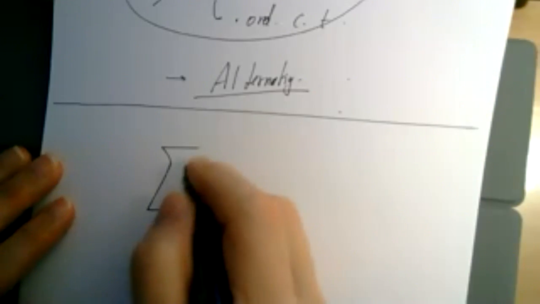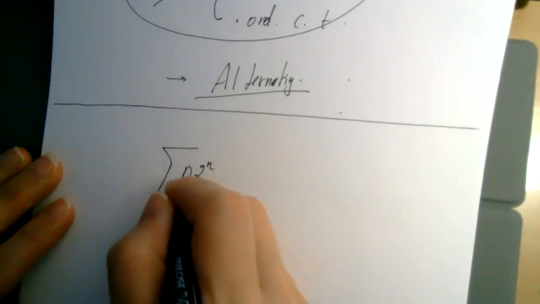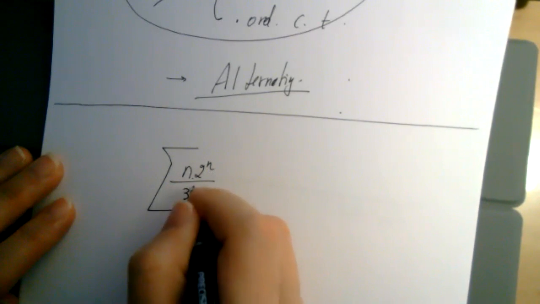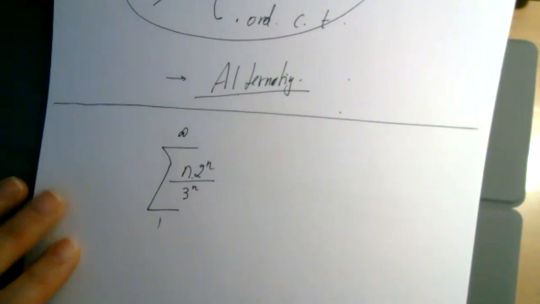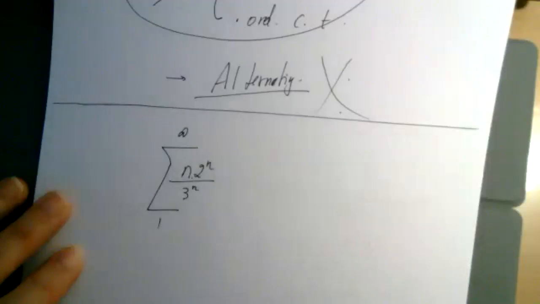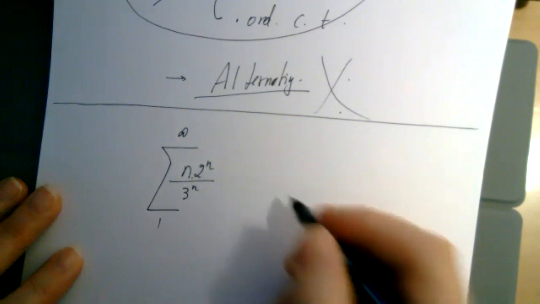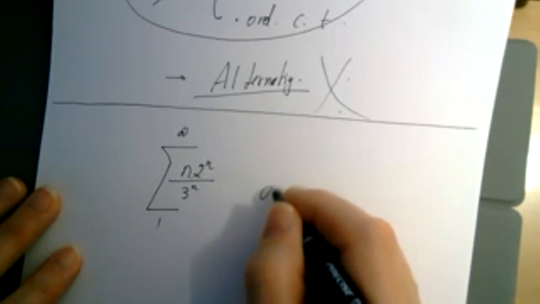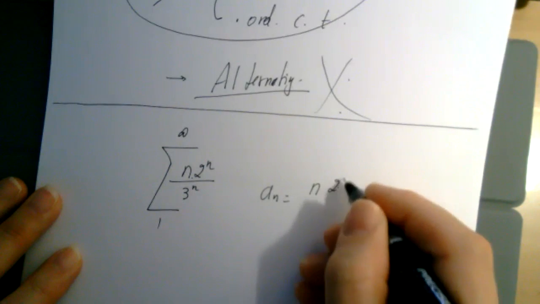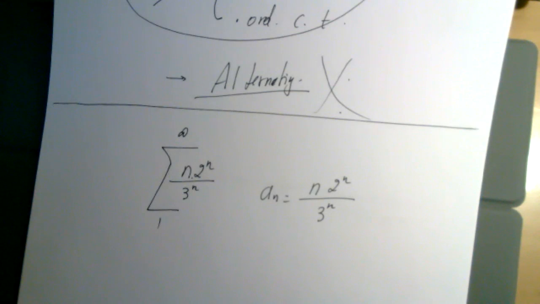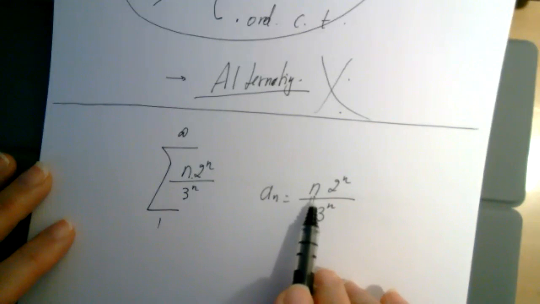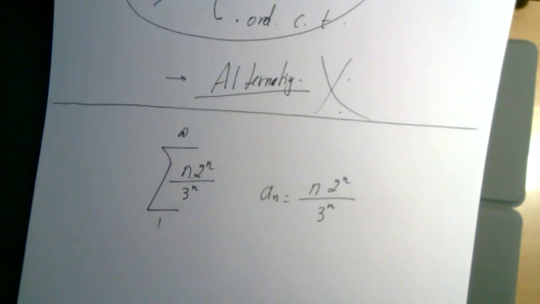So suppose I have the following series. n times 2 to the n over 3 to the n, from n equals 1 to infinity. So this is not alternating. So my general term here is n times 2 to the n over 3 to the n. Integral test is absolutely out of the picture, because the integral test will have to deal with x times 2 to the x over 3 to the x. Nobody knows how to integrate this.